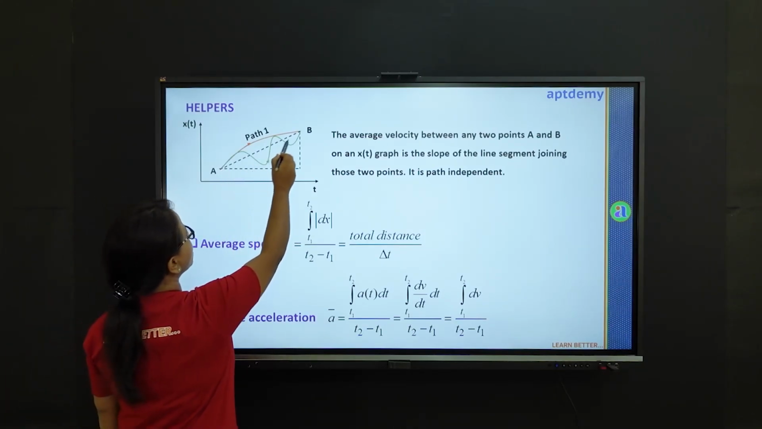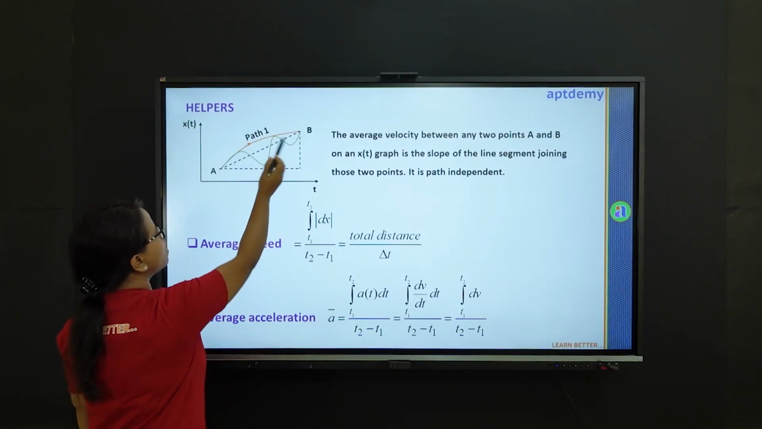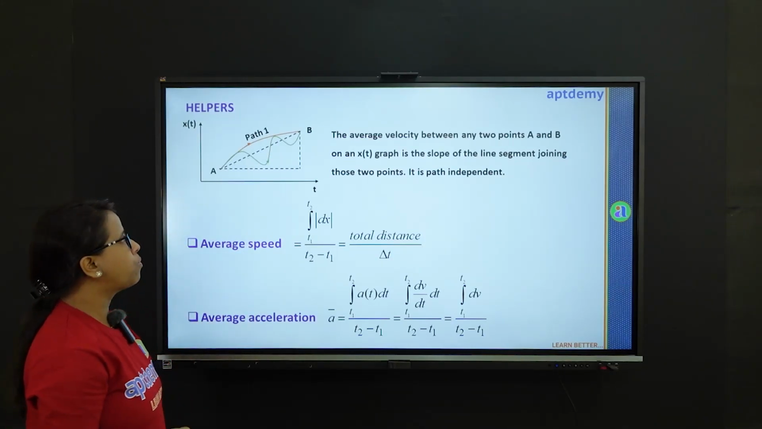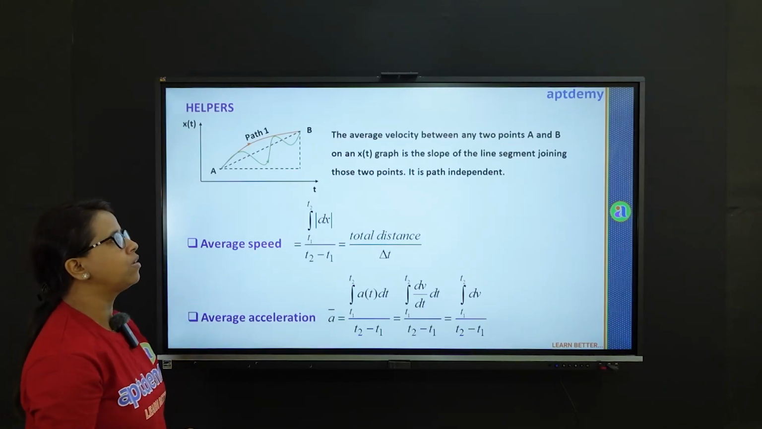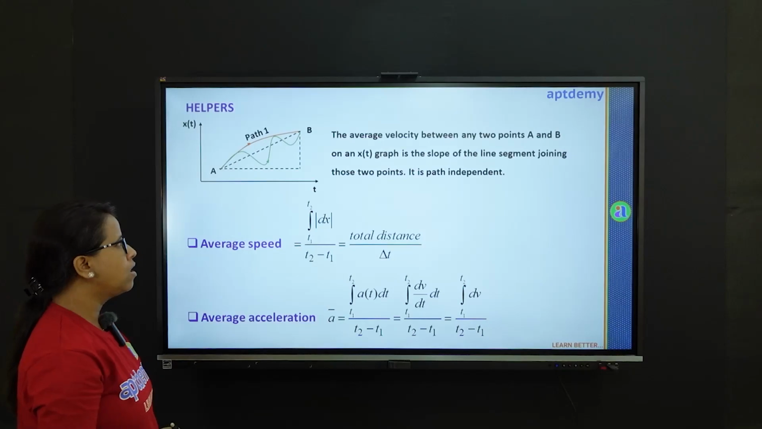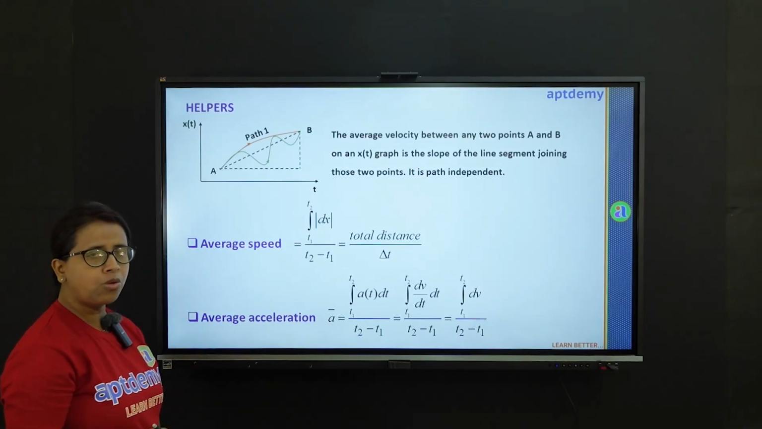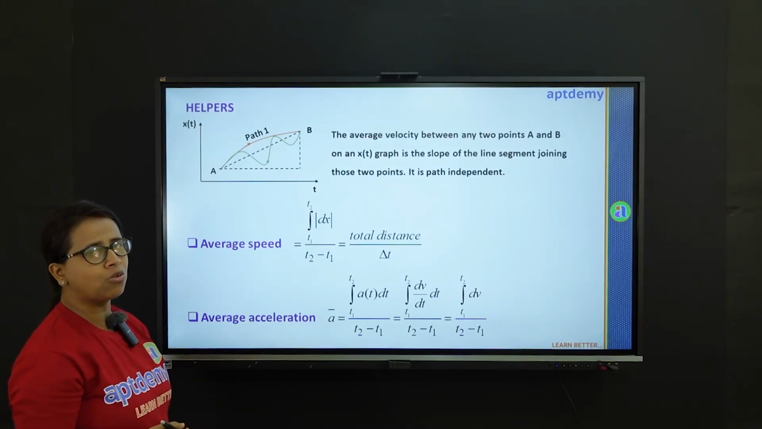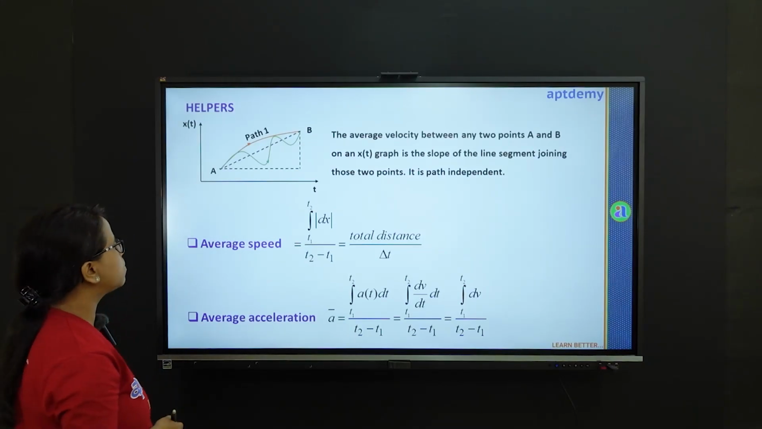So if we are drawing a line segment AB, which is joining the initial and final positions of the particle, then the slope of this particular line will give us the value of the average velocity. So this is a very good method which we need to take into account while solving numericals.